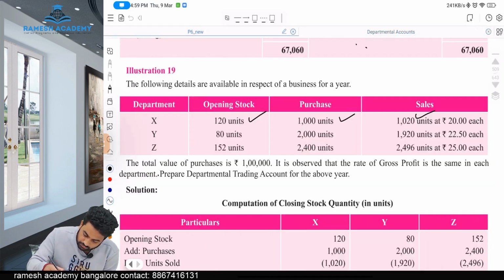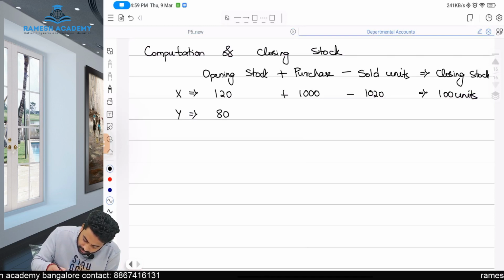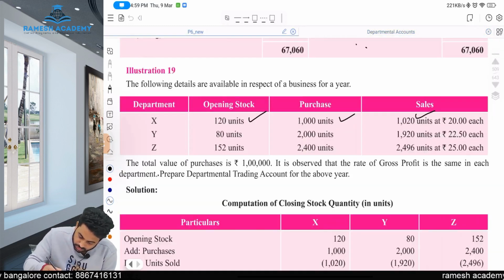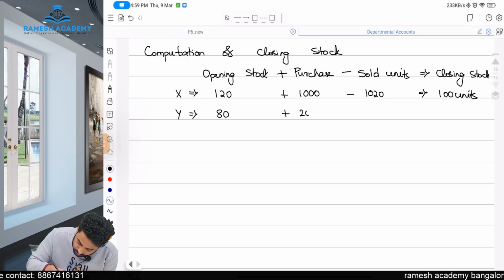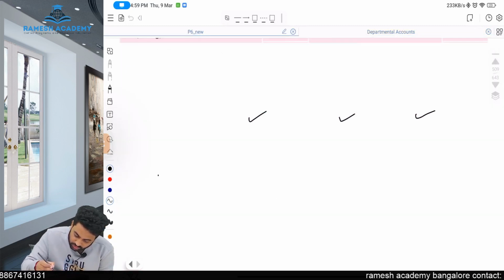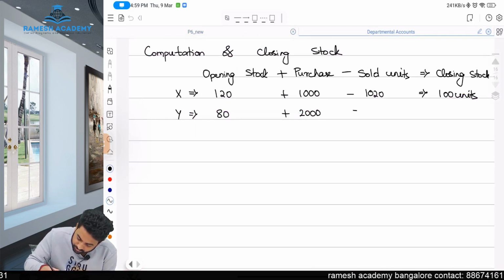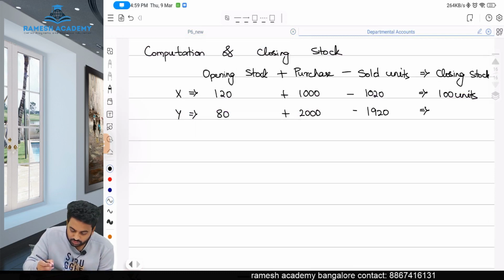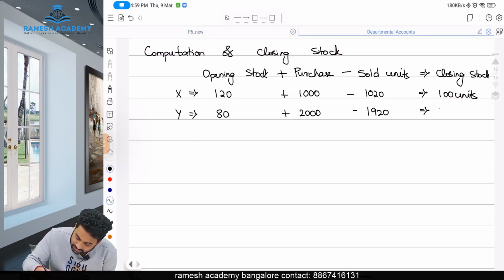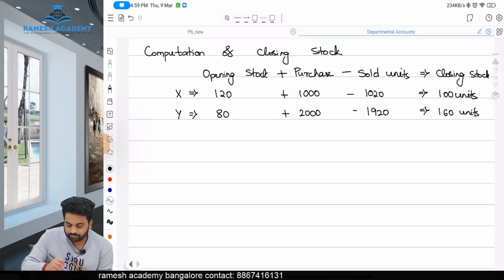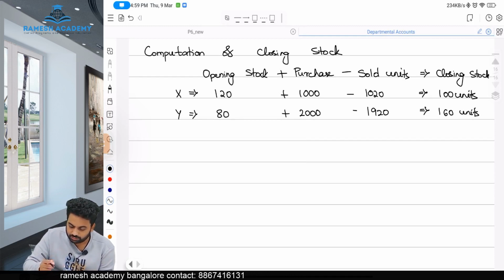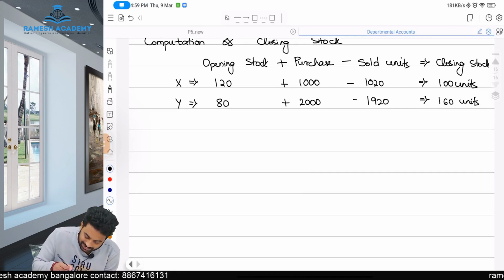Next, Y. How much was opening of Y? 80 units were opening of Y. Plus, how much was purchase? Purchase was 2000. Minus, how much is sold? Sold is 1920. So 80 plus 2000 comes to 2080 minus 1920, which is basically 160 units, right? 160 units.